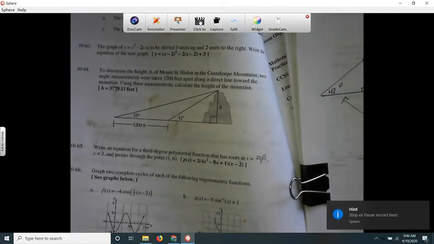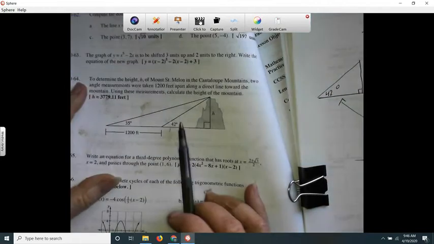Here's pre-calc problem 10-64. It says to determine the height h of Mount St. Mellon in the Cantaloupe Mountains, two angle measurements were taken 1,200 feet apart along a direct line toward the mountain. Using these measurements, calculate the height of the mountain.